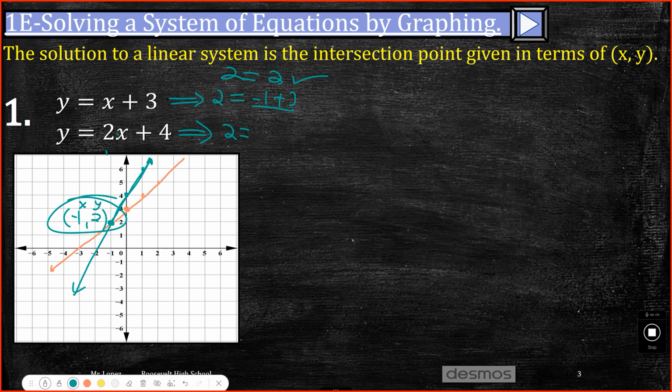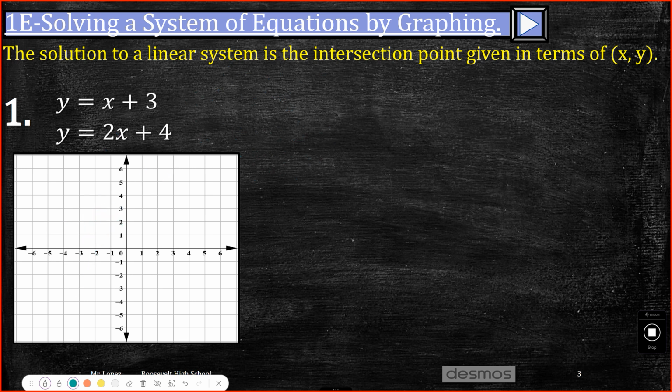If I plug it in this one, y is 2. 2 times x, 2 times negative 1 plus 4. 2 times negative 1 is negative 2, plus 4, has to equal 2. Negative 2 plus 4 is 2, which is equal to 2. It checks out again. It has to check out for both. So that's what solving a system is, to figure out where they cross each other.